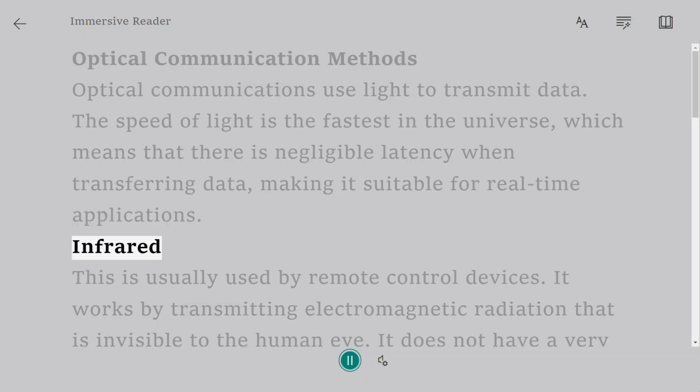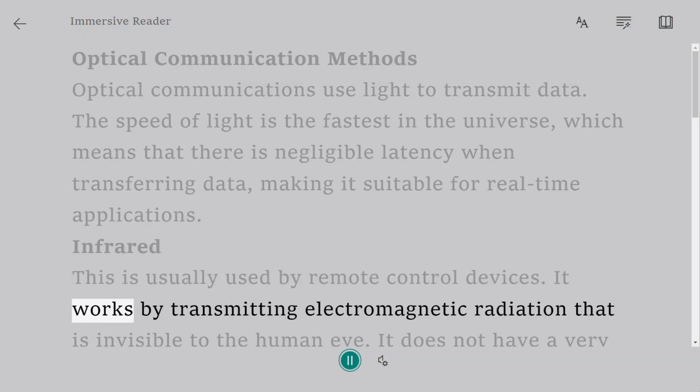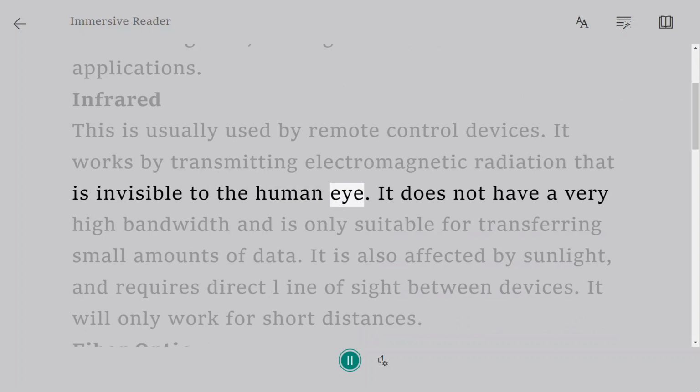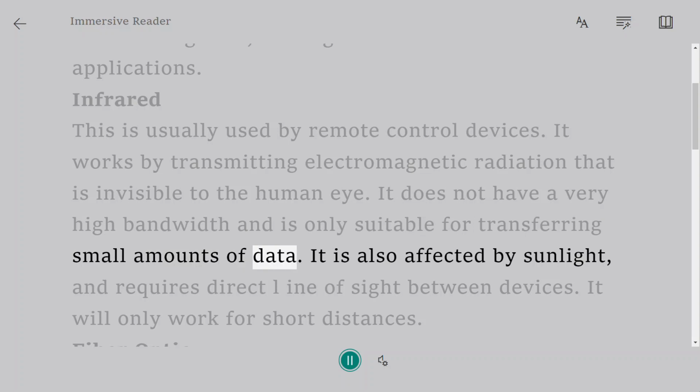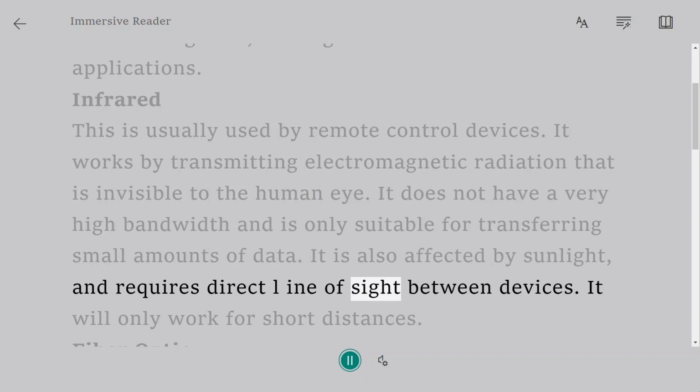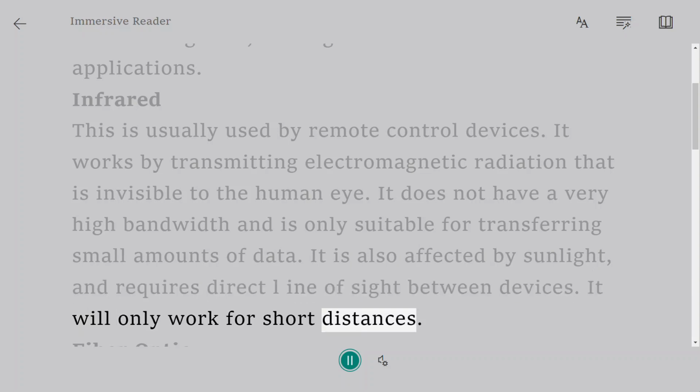Infrared. This is usually used by remote control devices. It works by transmitting electromagnetic radiation that is invisible to the human eye. It does not have a very high bandwidth and is only suitable for transferring small amounts of data. It is also affected by sunlight and requires direct line of sight between devices. It will only work for short distances.